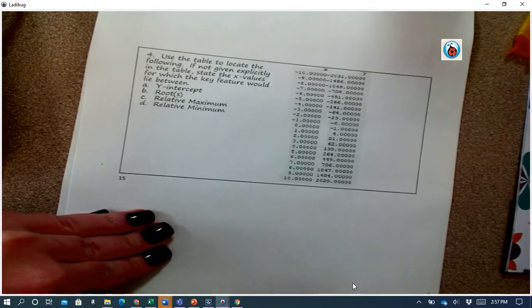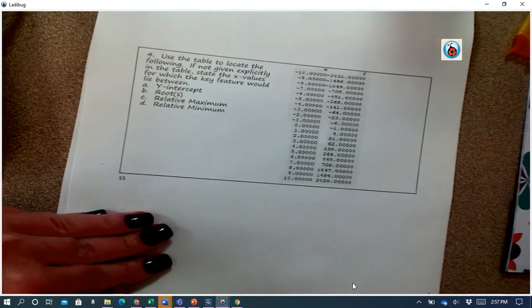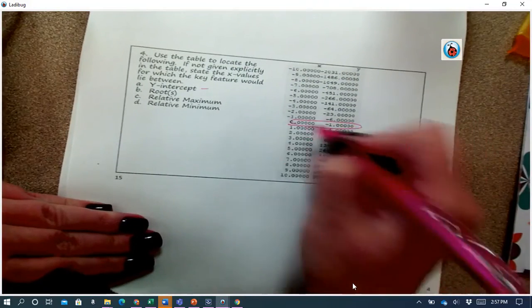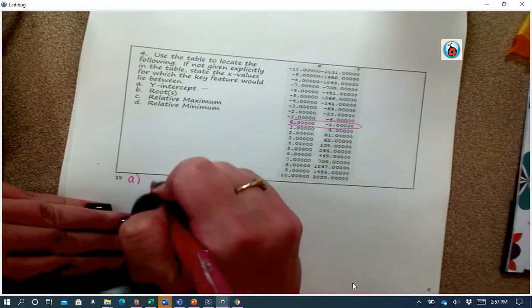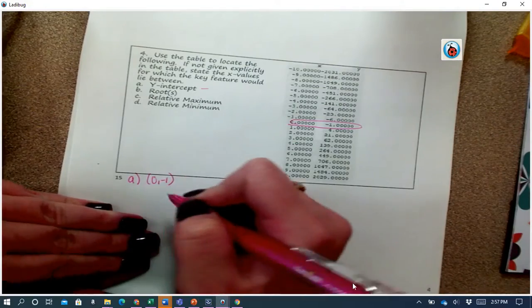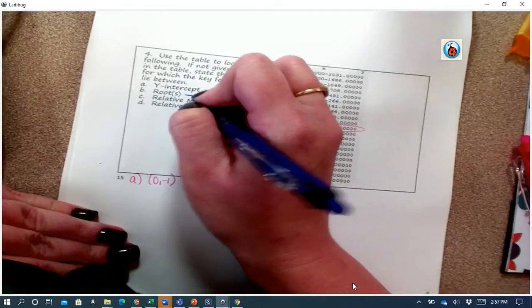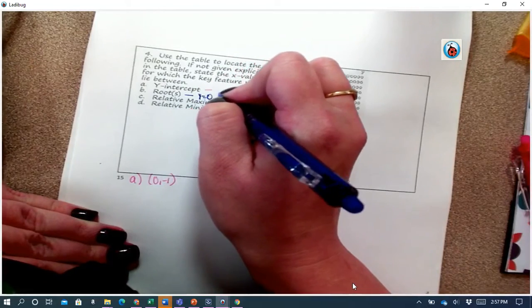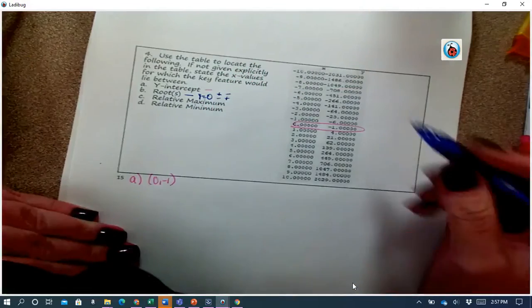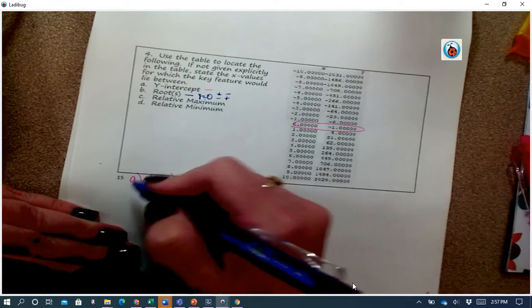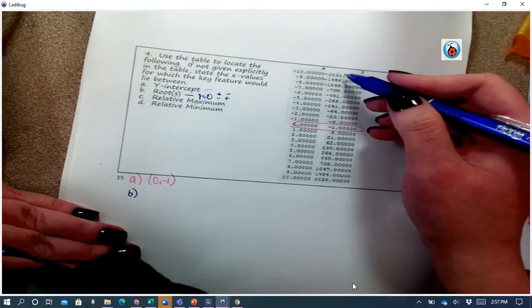Okay, let's take a look at number 4. We're looking for our y-intercept first, right here at (0, -1). Now let's find our roots. Our roots is when y equals 0 in the table, or if there is a sign change. Don't see 0, so now we're going to have to look for a sign change.